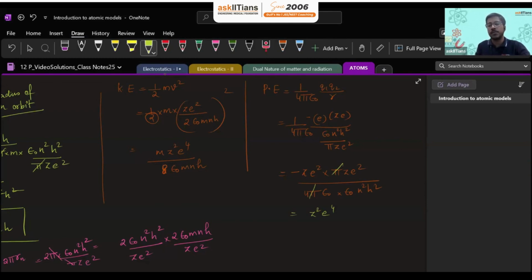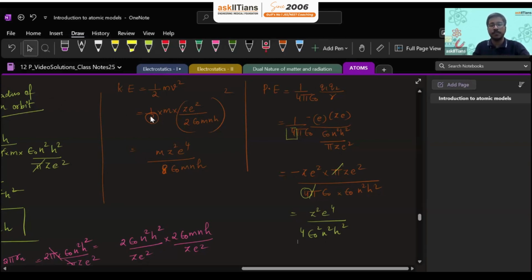So z square e raised to 4 divided by epsilon naught square n square h square. And in this case, we had a 4 over here. So this 4 remains here, 4 epsilon naught square n square h square. Okay, epsilon naught square m square n square h square.